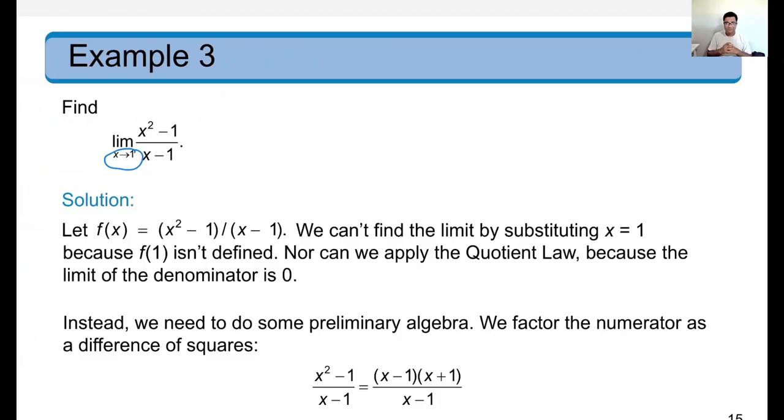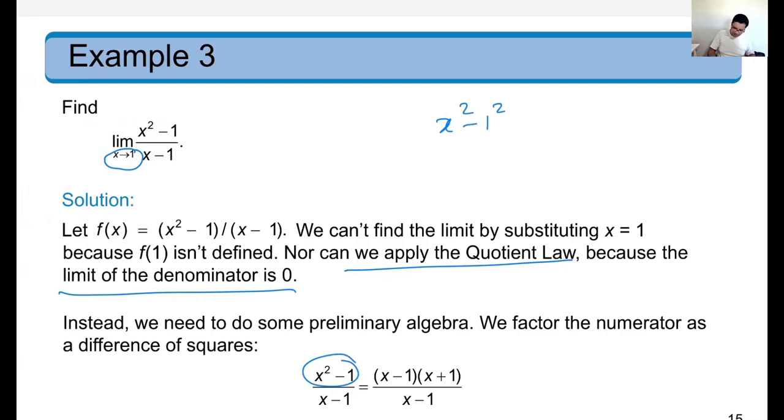Okay, now what if you want to evaluate the limit at 1? Then you cannot do the direct substitution. And when you cannot do the direct substitution, you cannot do the quotient law either, because the denominator is 0. So we have to do some algebra. What algebra will you do?